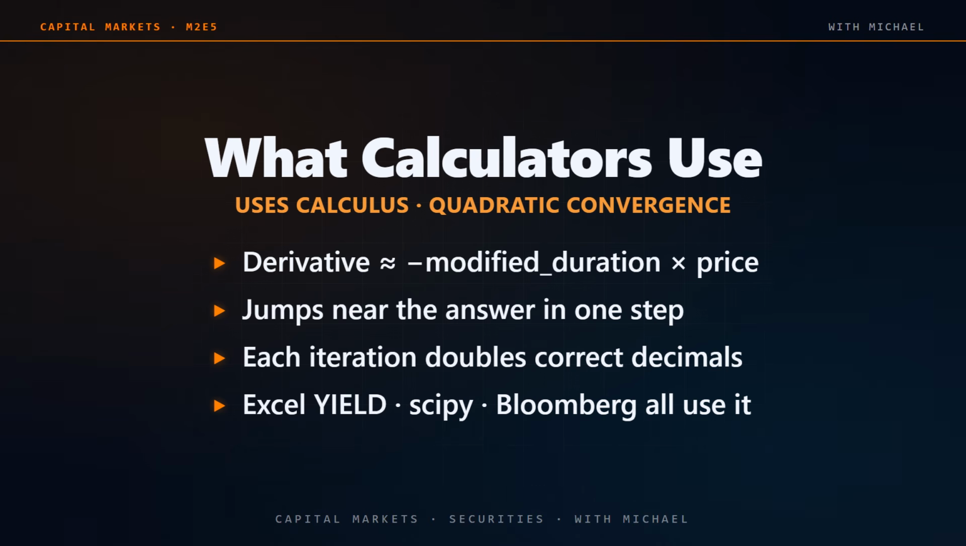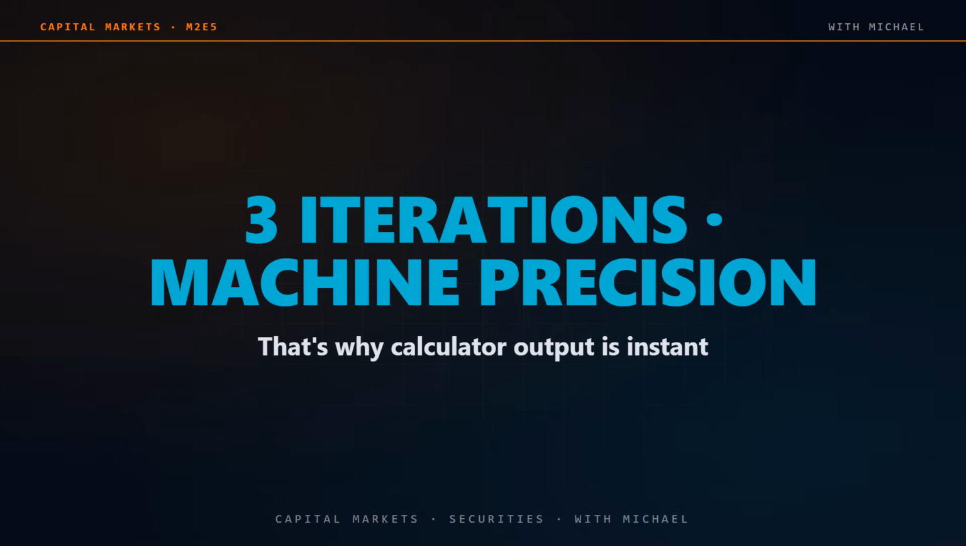Two more iterations get to machine precision. This is what every modern calculator and spreadsheet does internally. The Excel yield function, the Bloomberg ICVS screen, the Python SciPy library, all use variants of Newton-Raphson to compute yield from price. The math behind it is calculus, and it converges quadratically, meaning each iteration roughly doubles the number of correct decimal places.